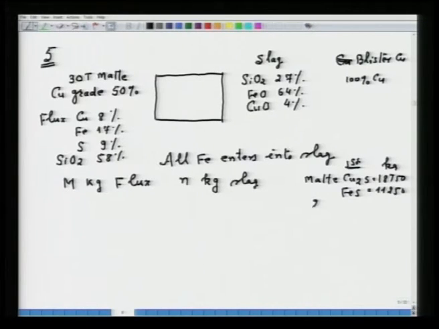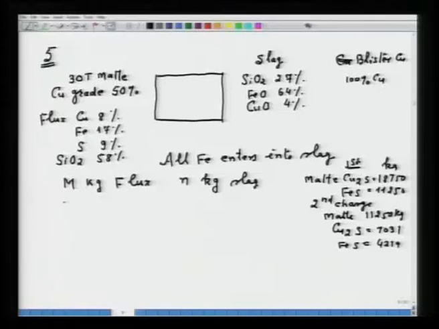Now, the second charge, in the second charge 11,250 kg matte is charged. So, the second charge matte is 11,250 kg whose grade is 50%. So, we have now Cu2S that is equal to 7,031 kg and FeS that is equal to 4,291 kg, that is the difference here. Now, when you consider the total amount of FeS oxidized, the total amount of slag, then you have to consider the FeS which is charged from both the stages.